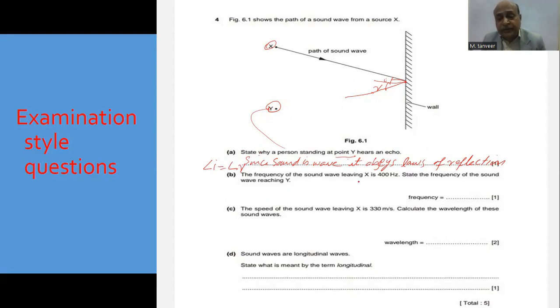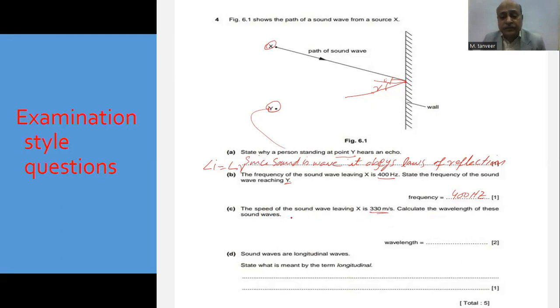Frequency of the sound wave leaving X is 400 Hertz. State the frequency of the sound wave at point Y. There is no change in frequency. When a sound wave is reflected back, there is no change in frequency. So frequency will be 400 Hertz at point Y. Next, part C, the speed of the sound wave leaving X is 330 meter per second. Calculate the wavelength of this sound.